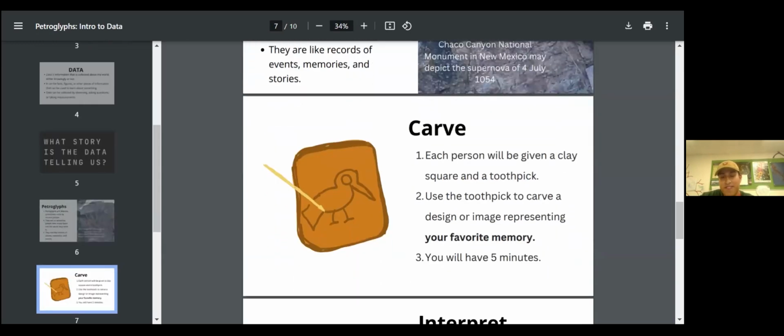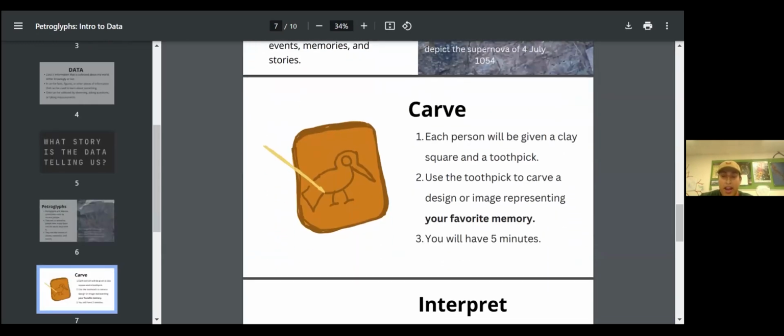So the next one is the fun part, carving. How I made the clay tablets was I just rolled out clay, cut little squares, and let it dry. If I were to redo it, I would make it thicker, because a lot of them were thin and broke. But each person got a clay tablet and a toothpick, and I gave them a prompt.